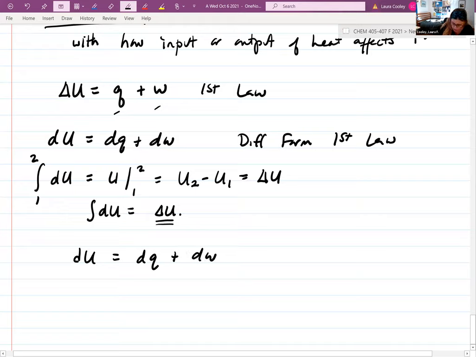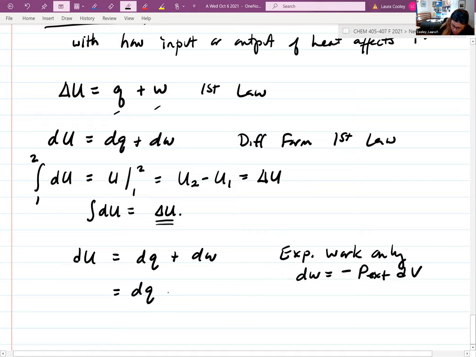And I want you to notice if I plug in the expression for expansion work. So I'm really only considering expansion work, and that's what we do in the first part of this course, expansion work only. And we know what the definition of expansion work is. It's minus P external dV. So if I put that in, I have this equation.